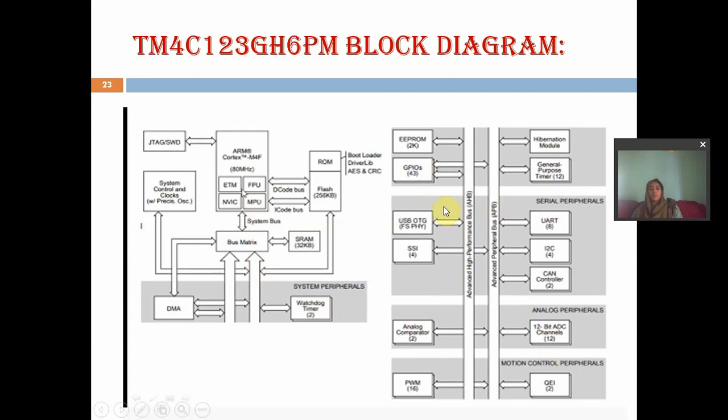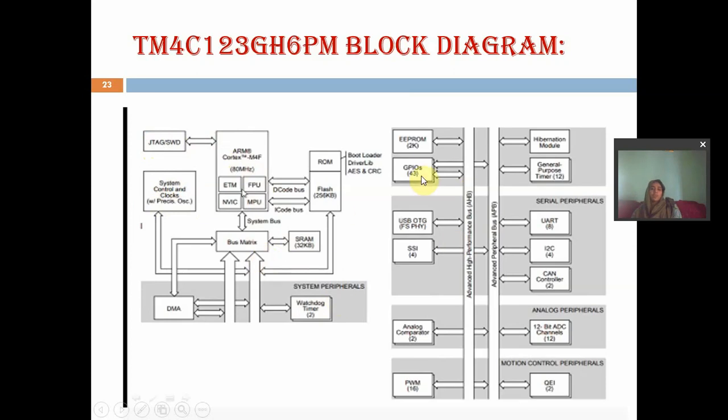We have four types of peripherals in TM4C: system peripherals, serial peripherals, analog peripherals and motion control peripherals. These two blocks are JTAG or SWD for debugging. We have a host and a target system, and from the host system we connect to the target system. This is the system control with clocks, different types of clocks for all the blocks.